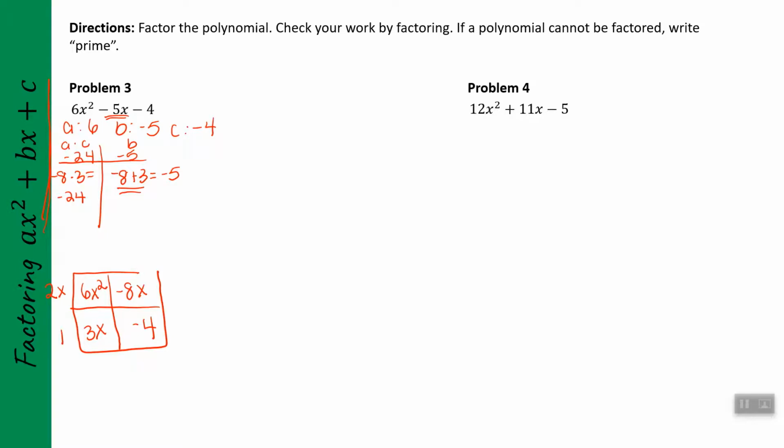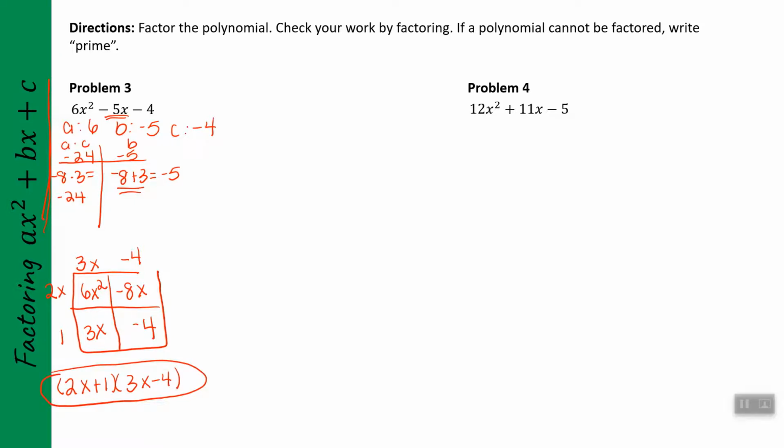What times 2 is going to get me 6? Well, that's 3. X times x gets me the x squared. 3x times 1 is 3x. What times 2 is going to get me negative 8? Negative 4. And then x times, well, there's no x up here, so we just carry that x over. That works. Perfect. And then negative 4 times 1 is negative 4. It satisfies all 4 boxes, so my factors are 2x plus 1, 3x minus 4, and we're done.